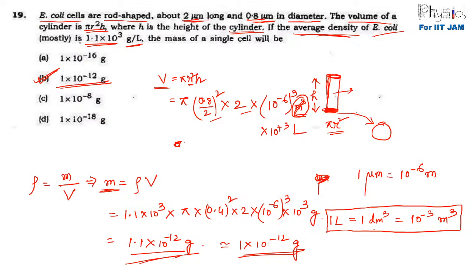Okay? Is it clear to everyone? Please tell me. Yes, Shagota, it is option B, 1 into 10 to the power minus 12 gram.